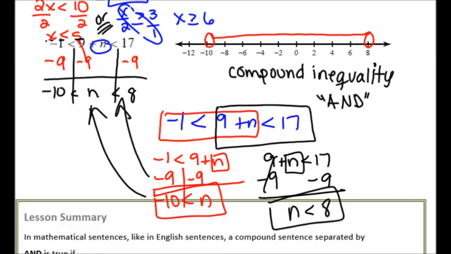So if I looked at this, n is greater than -10 would have gone in this direction, and my other one would have gone in this direction, and then they overlap right here. So again, it's the same exact thing, I just like to split mine. So whatever you guys decide.